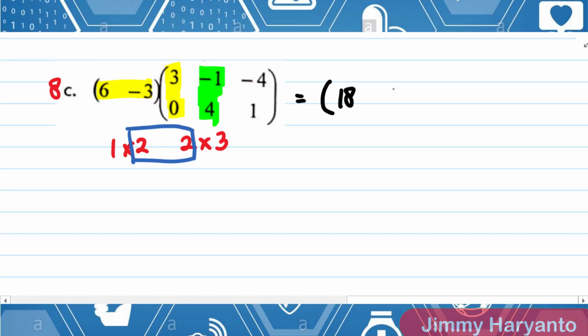-6 and -12 equals -18. And then for the third one will be -24 and -3, -27. Okay, -24, -3, -27.